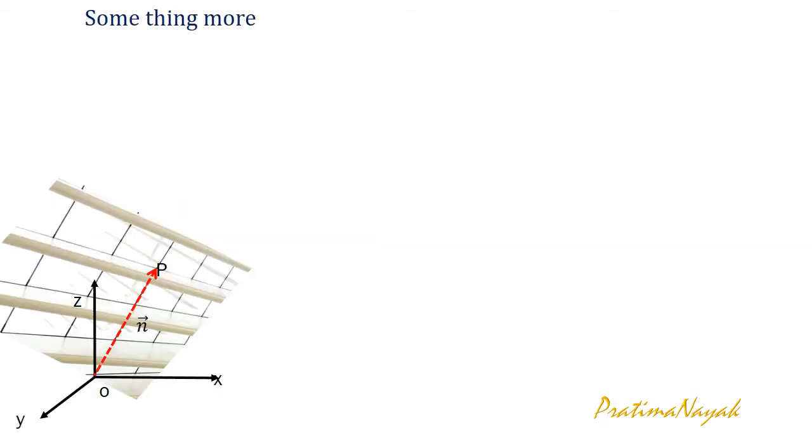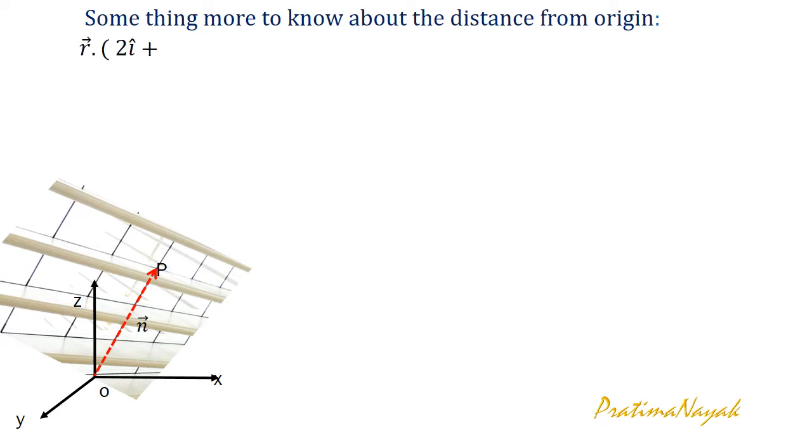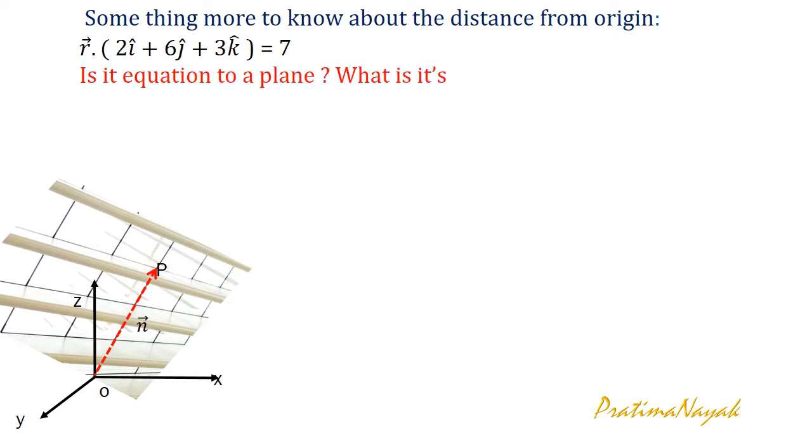Something more to know about the distance from the origin. Now let us take an example. R dot 2i cap plus 6j cap plus 3k cap is equal to 7. Now is it an equation to a plane? If it is, what is the distance from origin and what is the normal vector?